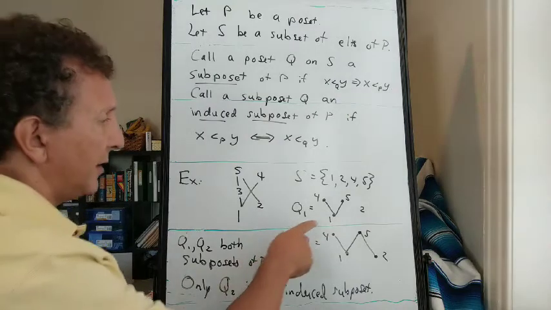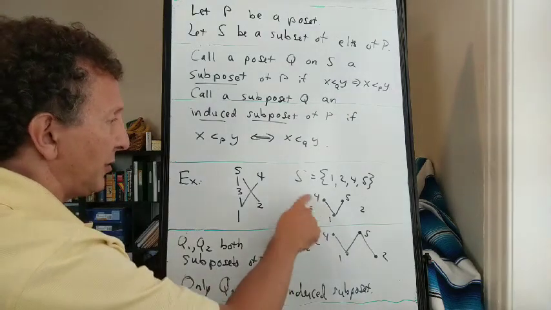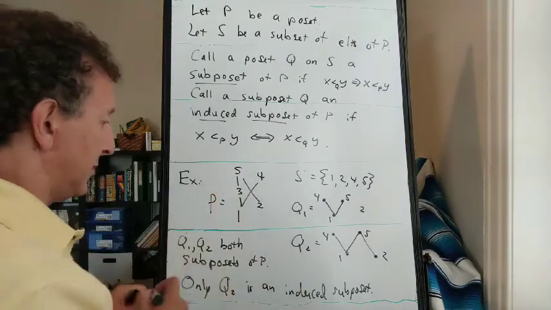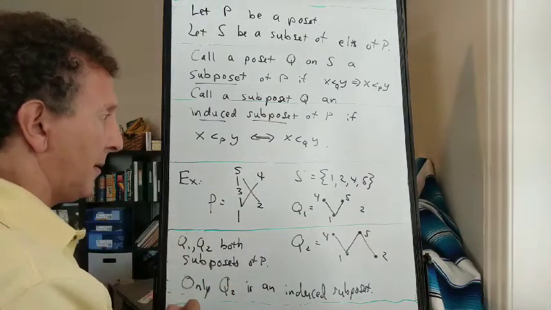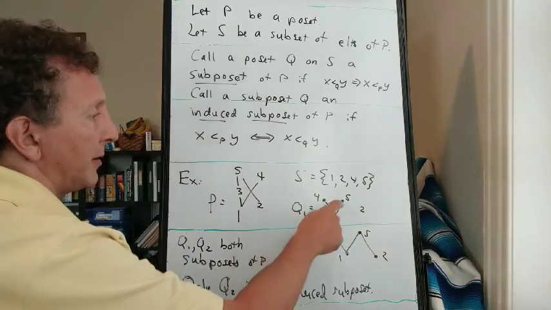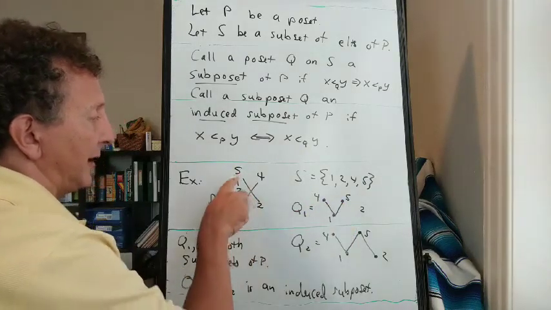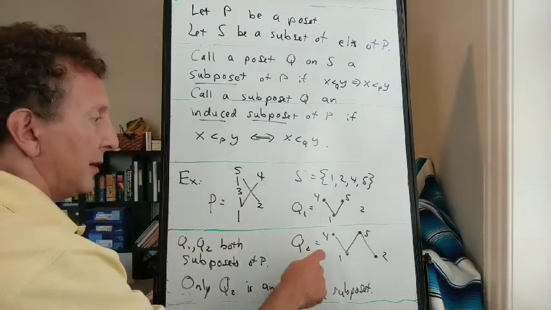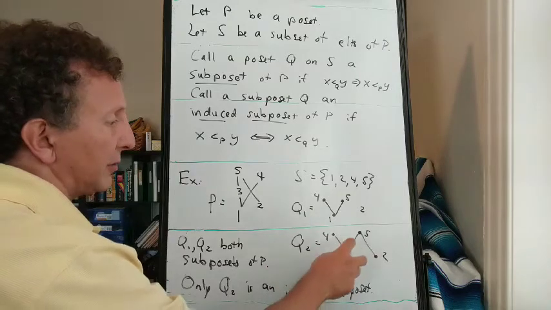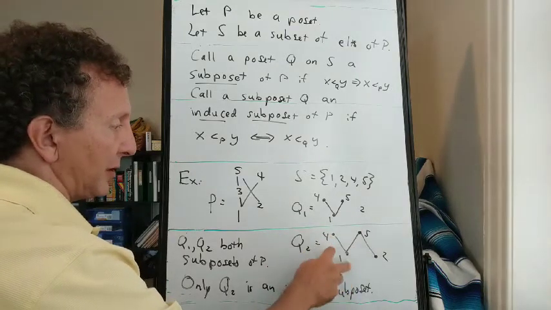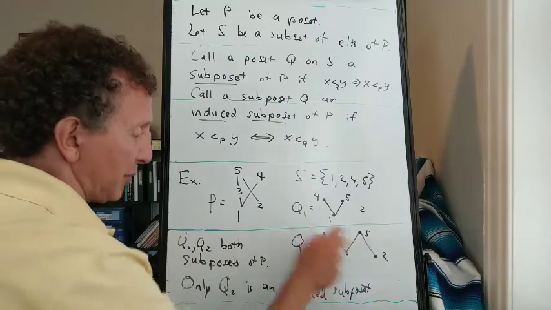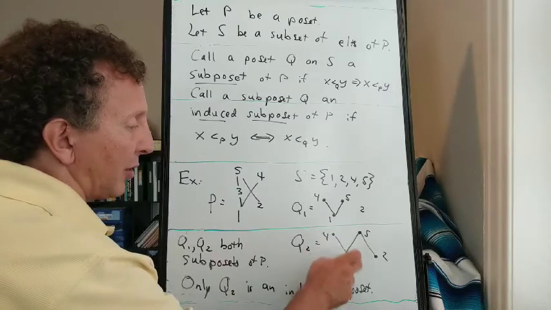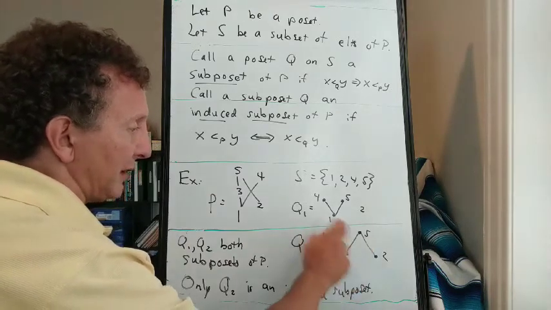In Q1, every relationship between two elements does come from the original poset, let's say P. But 2 and 5 are related in P by 2 being less than 5, and they're not related in Q1. Here, every single relationship between two elements that was in P is captured in Q2. So that's why Q2 is an induced subposet. It involves all possible relationships between the elements that we've chosen.